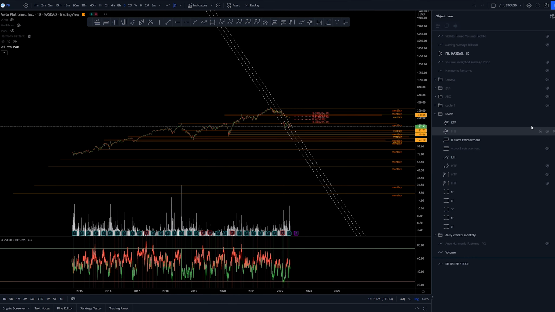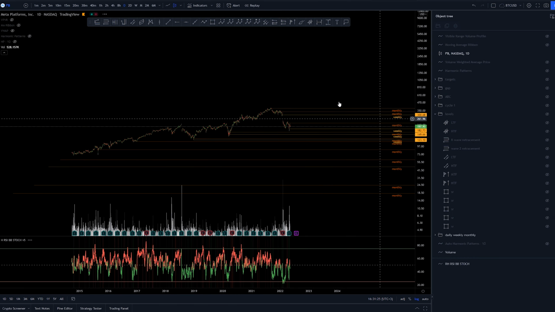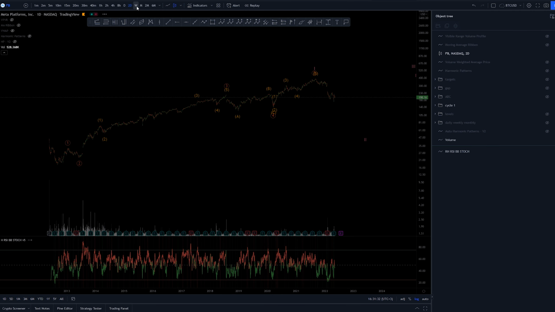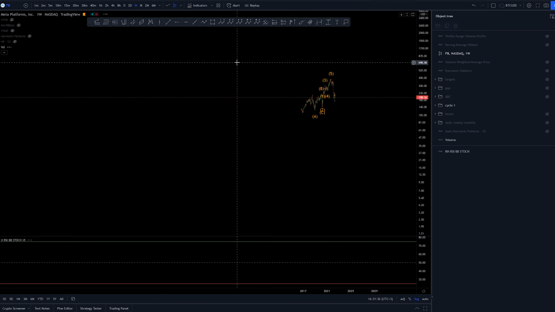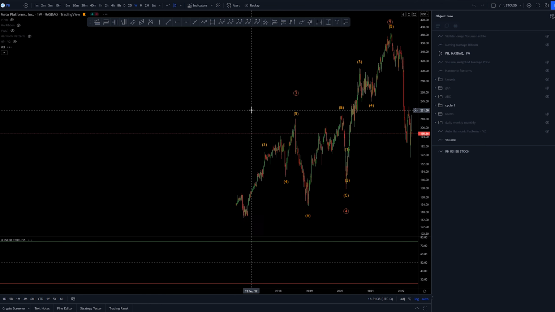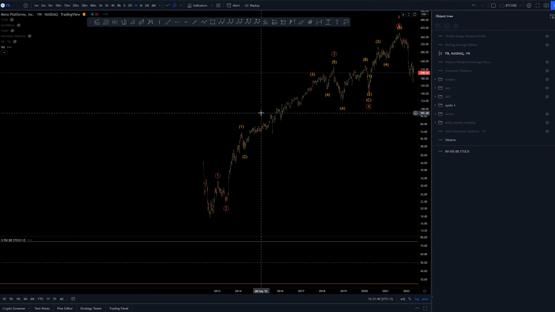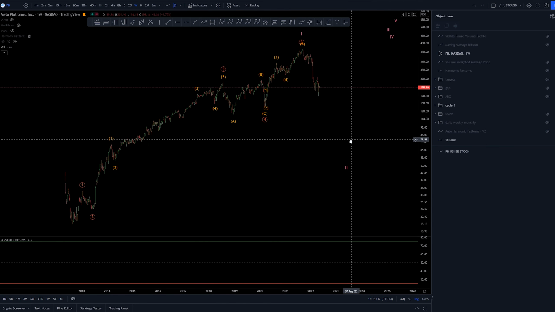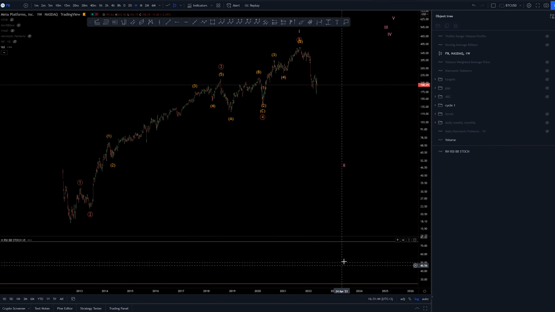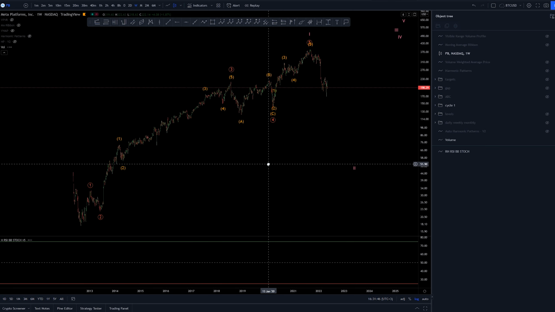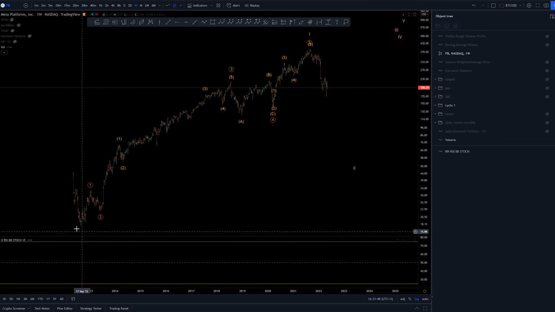And now we can get into some Elliott Wave analysis. So cycle 1. Why is this so laggy? Okay, there we go. Looks like the volume stuff is really laggy here. Oh well, we'll try to manage.